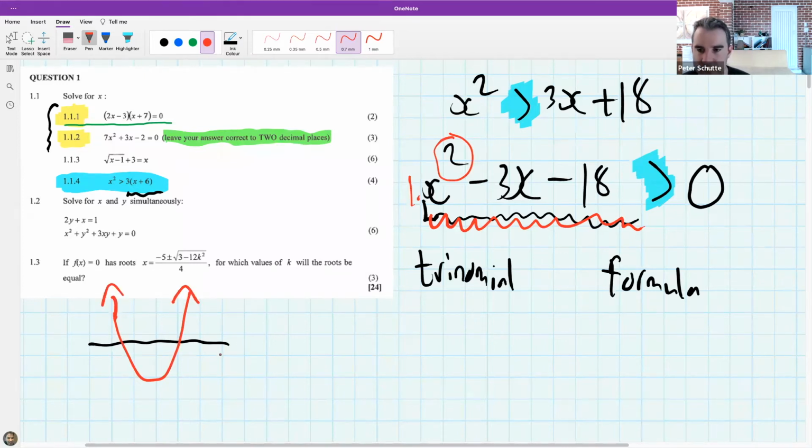So smiling at me. Now, I want to know where this parabola is greater than 0. And it's greater than 0 when the graph is above the x-axis. So it's really these 2 parts that I'm looking for, but I don't know what these 2 values are, what we call the critical values, or the 0 values of the parabola. And so that's what we're going to use the formula to find out, or the trinomial factorization.